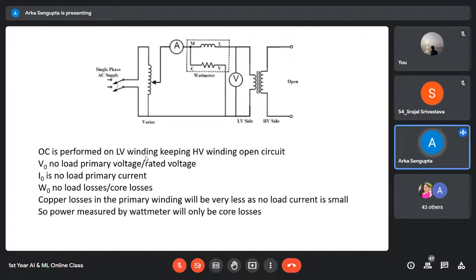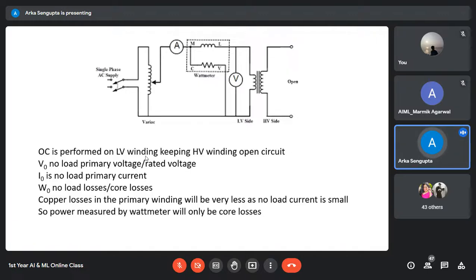Now the core loss depends on flux, voltage and frequency. The voltage applied to the transformer remains constant, the frequency applied remains constant, and the flux inside the transformer remains constant irrespective of what load is connected across the transformer. Therefore the core loss also remains constant inside the transformer. So core loss is sometimes called constant loss.